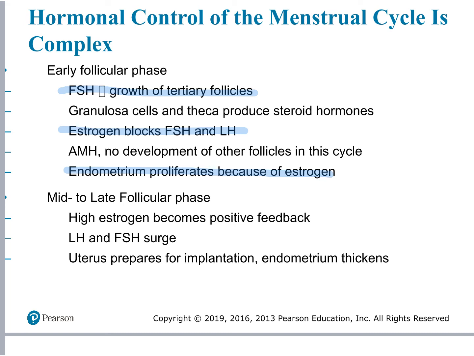And then towards the end of the follicular phase, high estrogen becomes a positive feedback mechanism, which means as the estrogen levels get a lot higher, then LH and FSH start to surge. Now we're leading to ovulation. And as the LH and FSH surge, estrogen levels stay high, then the uterus lining becomes really thick, and we're waiting for implantation.